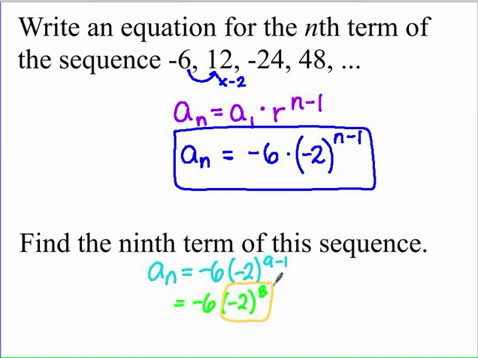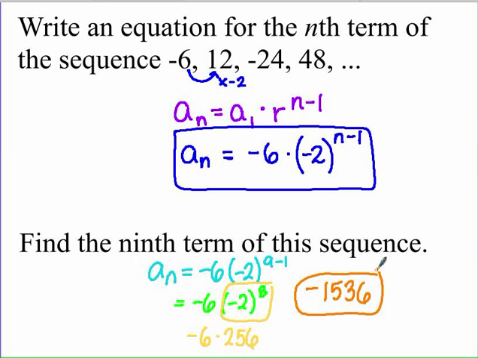What did you get, Alicia? Negative 2 to the 8th power. 256. If you got a negative, you have to put it in parentheses. So we got 256. If I take that times negative 6, I get my answer, which is negative 1,536. If you got a negative 256, you've got to put parentheses around the negative 2. Otherwise, your answer will be wrong.